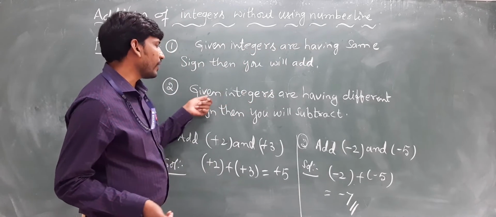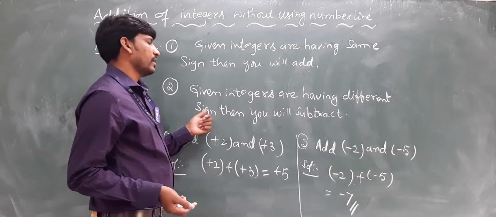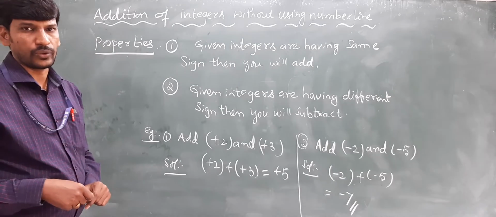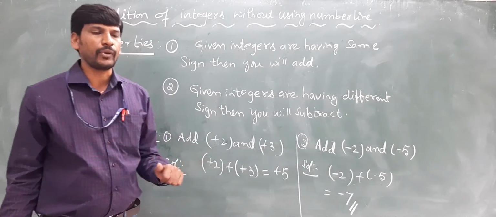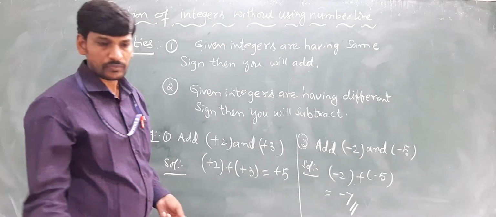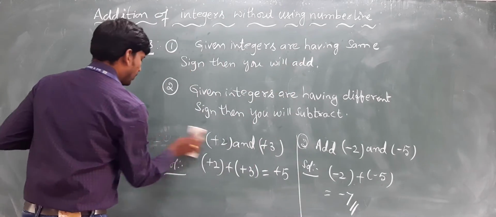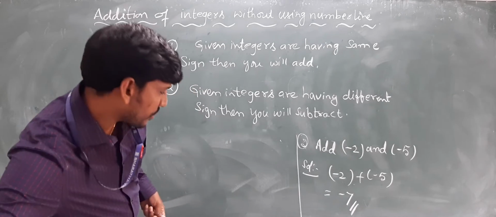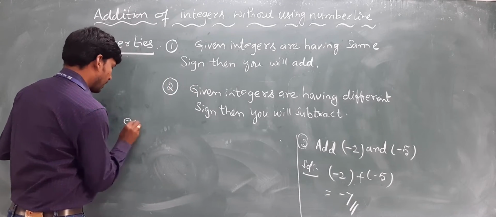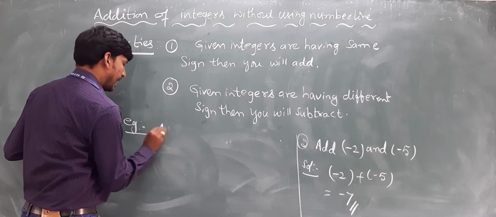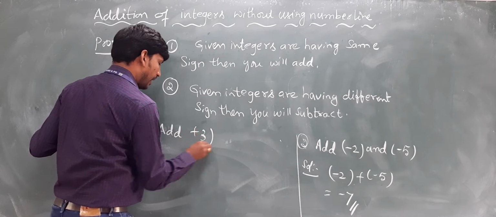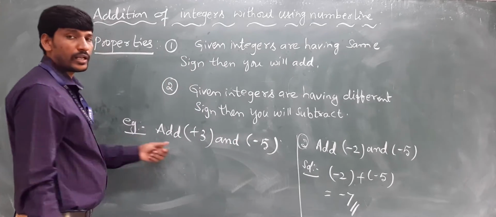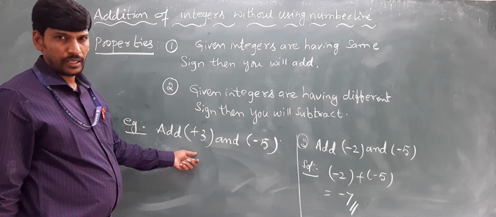Second point is: given integers having different sign, then you will subtract. That is, one is positive, one is negative. Let us discuss a simple example based on the second one. Let's take a small example. Add plus 3 and minus 5. Listen carefully, this is very important.